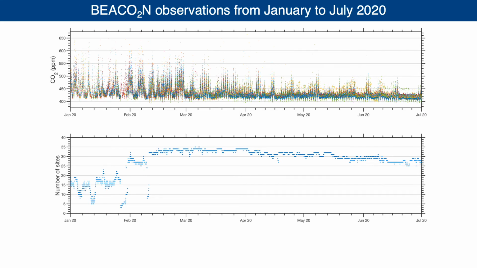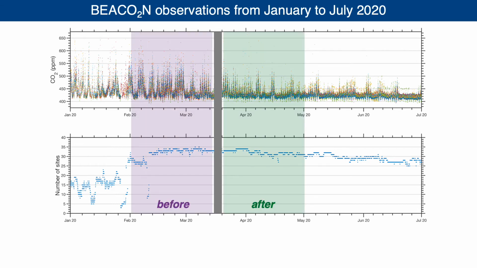All right, what I'm showing here are all the Beacon measurements from January to July 2020. The top panel shows the concentrations with each color denoting a different site, and the bottom panel shows the number of sites active during this time period. We did a fair amount of site maintenance in January and February and got a lot of sites online right around the middle of February, which ended up being fortuitous for the impending shutdown.